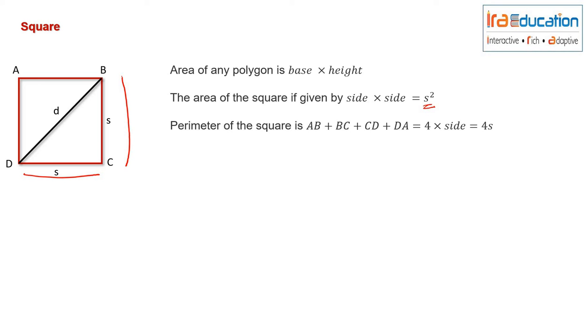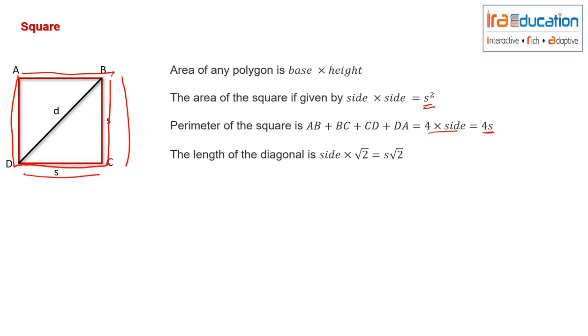The perimeter of any square is nothing but the distance we travel along the edges. If I travel starting from A, AB plus BC plus DC plus DA gives us the perimeter of the square. Because all are equal, it is 4 times the side, or 4S. Now if I want to find the length of the diagonal given the side, it is given by S root 2, or side times root 2.